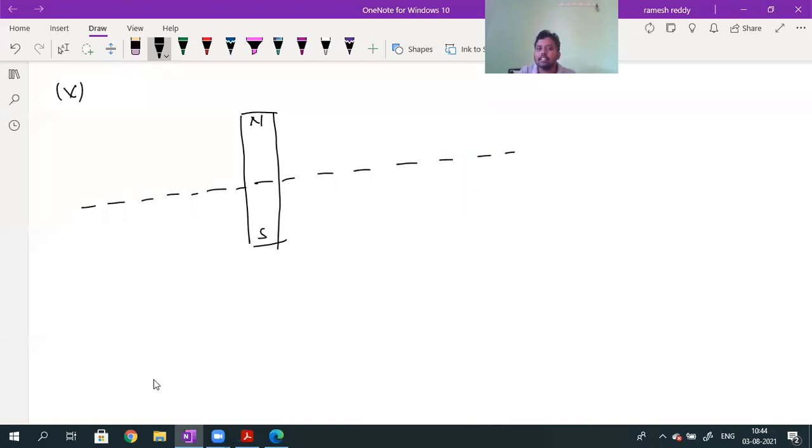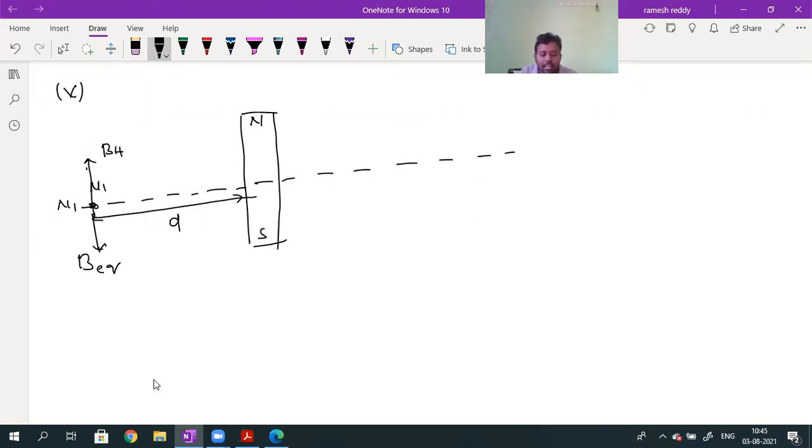The null point will be on the equatorial line. For example, let me call one null point here N1. This null point is at a distance D. What is the distance of this null point from the center? Let me call it D. At this null point, what happened? Magnetic field due to which one? Due to the earth, the magnetic field value is given by BH. And due to this bar magnet, the magnetic field is given by B equatorial.